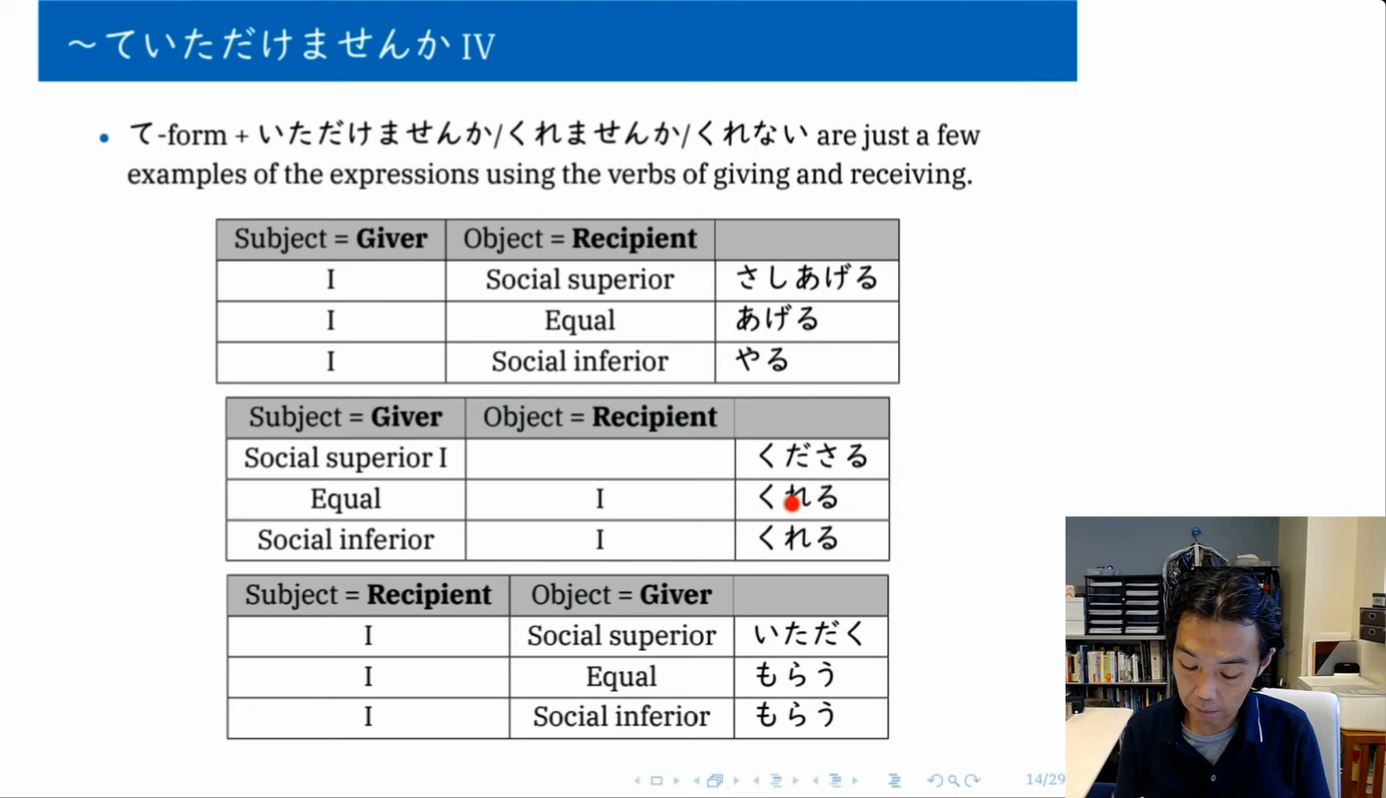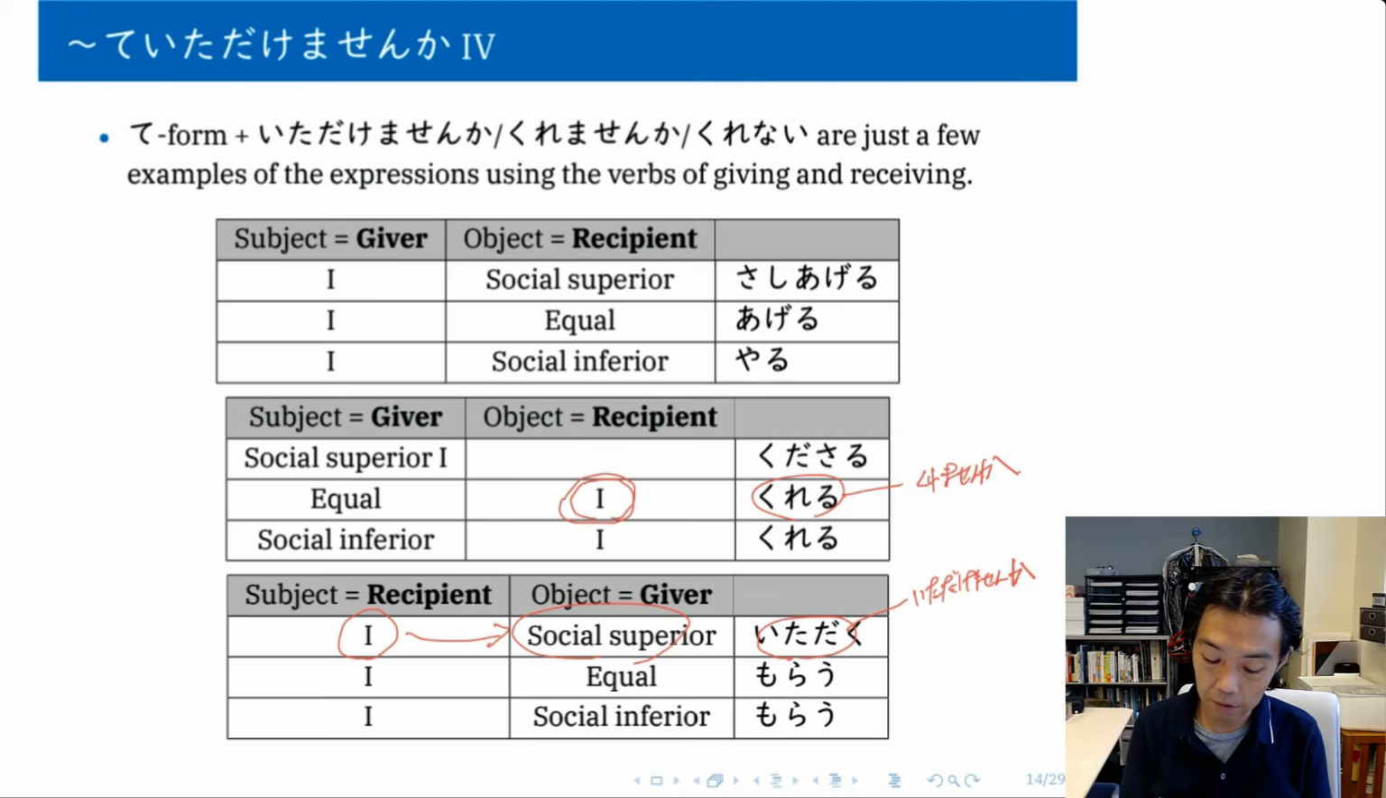So the object is recipient and the subject is giver. So it's a speaker to someone of equal status. Okay. And in the same way, くれる can also be used to someone with lower status. So we sort of used くれない as an example. So we haven't covered other expressions such as もらう. So you could have used もらえませんか? Which is used to equal status.